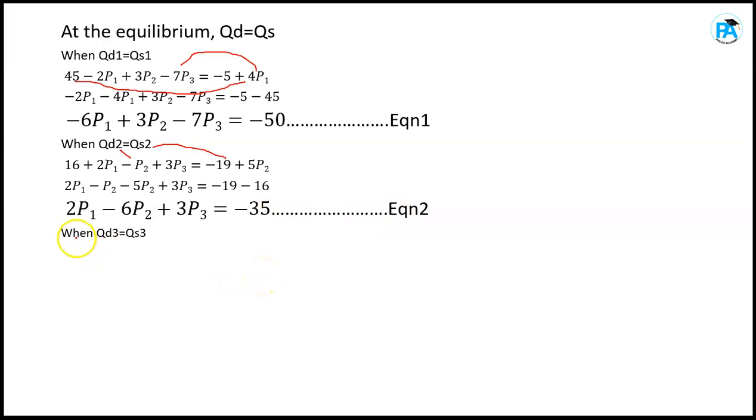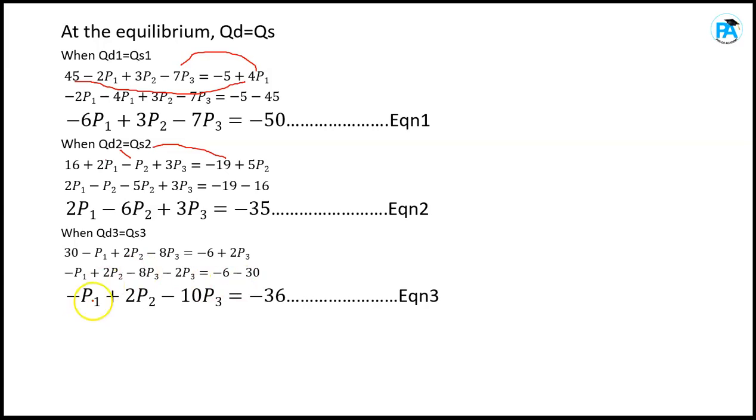You also equate when QD3 is equal to QS3, and then when you simplify, you bring this here and send this here. So you have minus P1 plus 2P2 minus 8P3, and when this positive 2P3 comes here, it becomes minus 2P3. It is equal to negative 6. When this positive 30 crosses the equal sign to the other side, it becomes minus 30, isn't it?